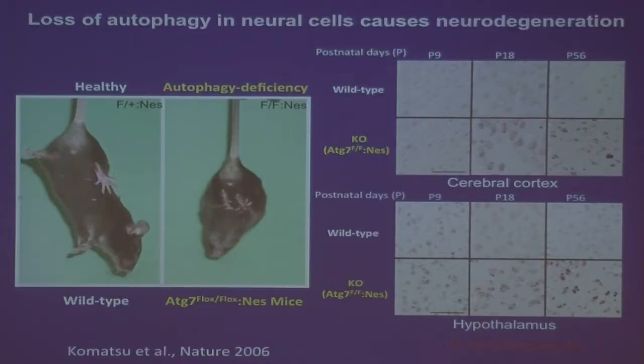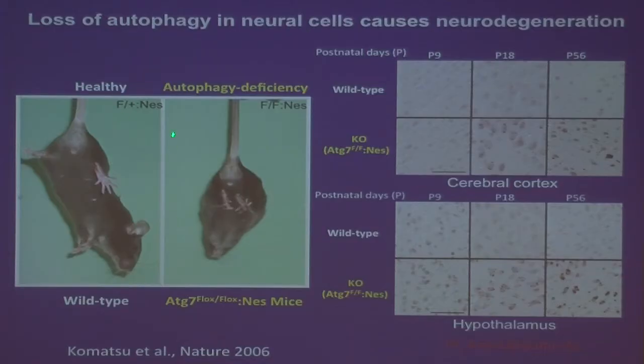And also, we have analyzed autophagy deficiency in the central nervous system. In that case, as you can see, neurodegeneration occurred like this. This is a big surprise. So far, in Alzheimer's disease or Parkinson's disease, some toxic proteins are accumulated. However, in this condition, just decreased autophagy causes neurodegenerative disease.